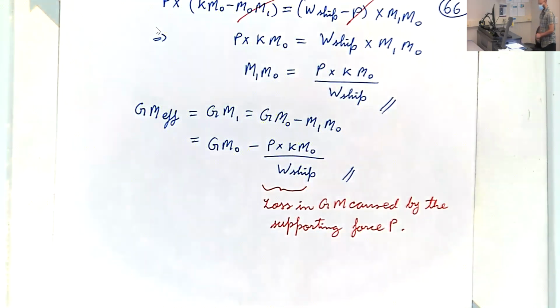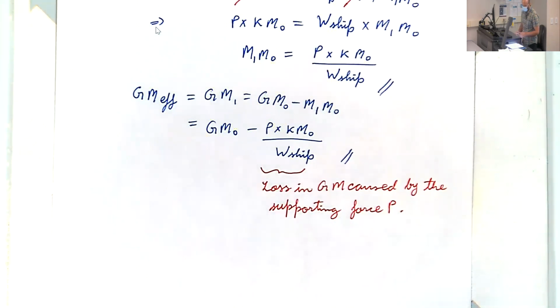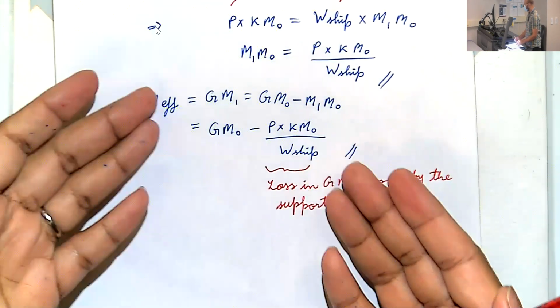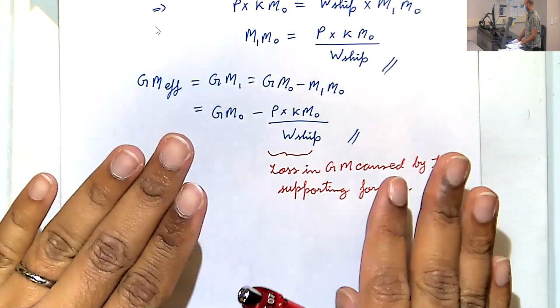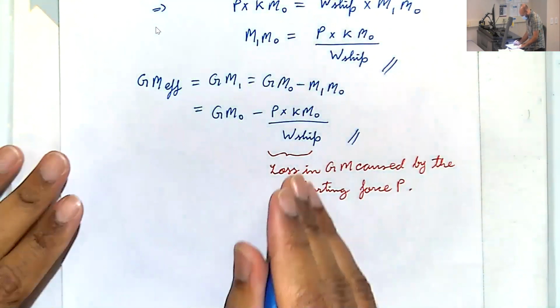So this is another thing we always want to avoid. We don't want to run aground because we will lose stability. And we can compute exactly how much if we know the amount of force being applied by the obstacle underneath. This is one way to compute the loss in stability. There's another way to do this for the same exact scenario. So let's call this method 1.